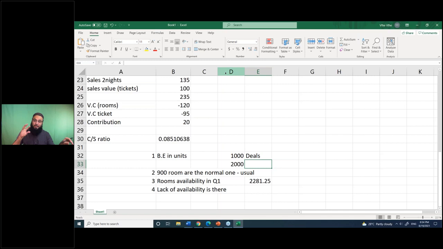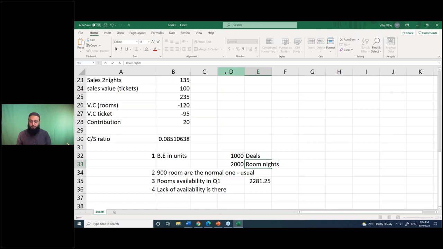1,000 deals you need to sell. To make this viable, you need to sell 1,000 deals, and for each deal, you need to stay 2 nights. So you need 2,000 room nights. Okay, 2,000 room nights. Now, how many nights are available to you?